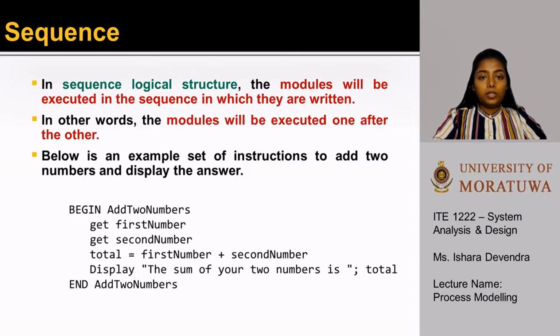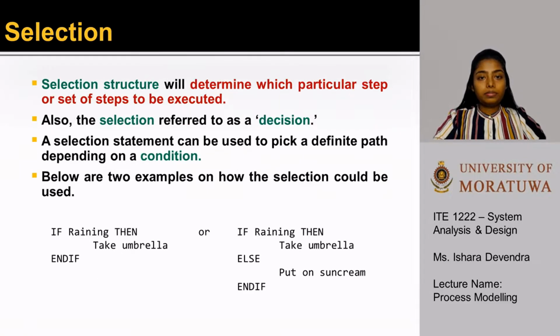And then display, the sum of your two numbers is, and then we use the variable total, and then end add two numbers. This is how we can represent the sequence logical structure.